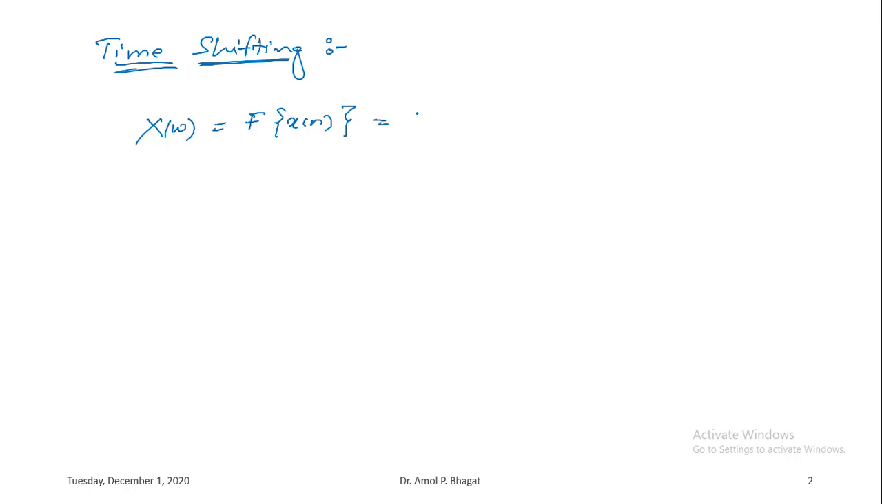So first we will see the time shifting property of Fourier transform. So I will write down the formula for Fourier transform. As we have seen, the Fourier transform of discrete time signal x of n is simply denoted as capital X of omega, and its formula is summation n equals minus infinity to infinity x of n into e to the power minus j omega n. Okay, so this thing we have seen already. So this is the formula for Fourier transform.